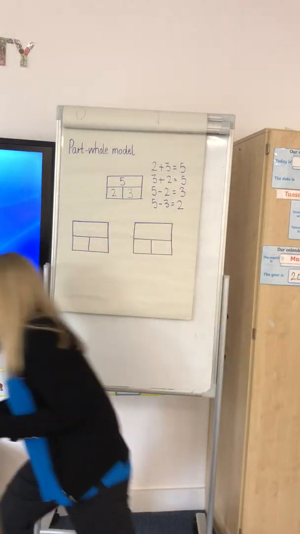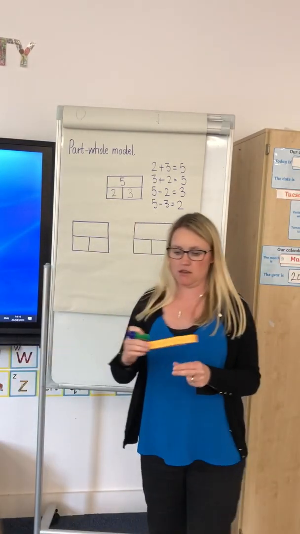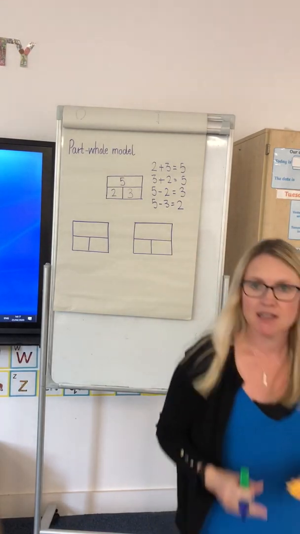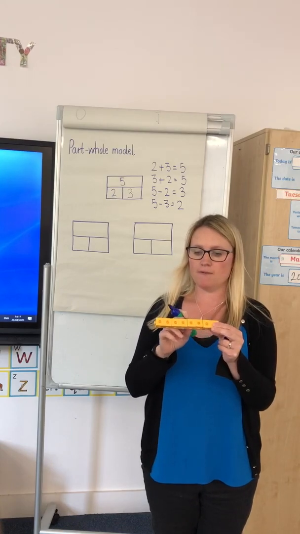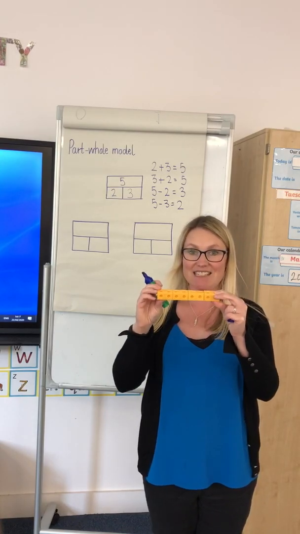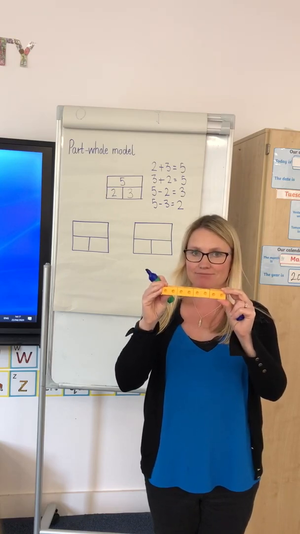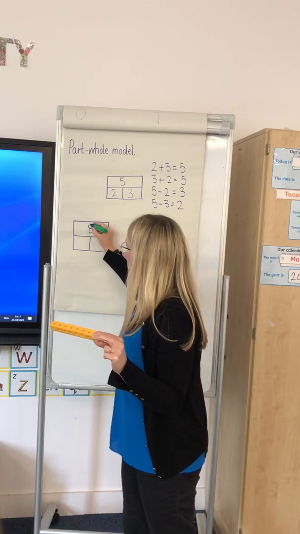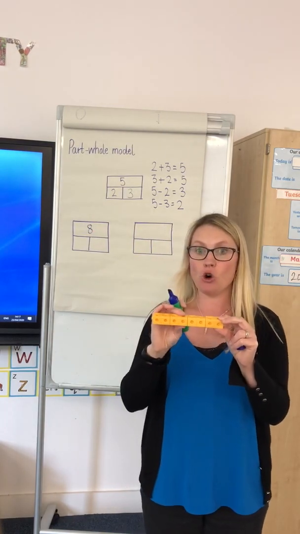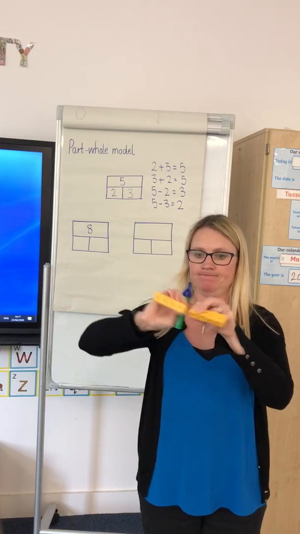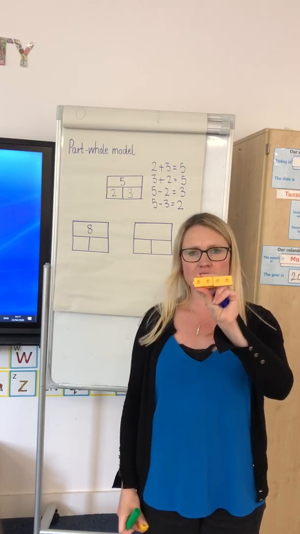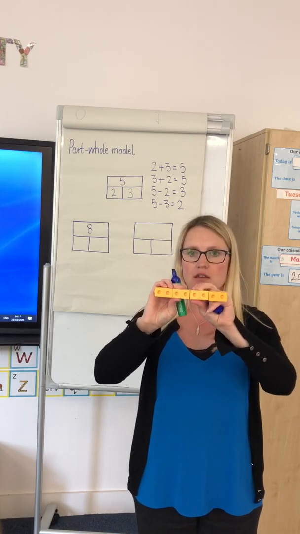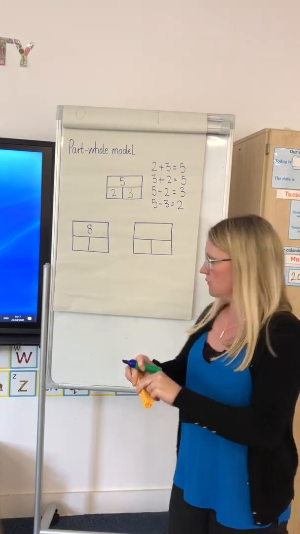Okay, let's do a different question. I went to the shop and I bought 1, 2, 3, 4, 5, 6, 7, 8 lollies. I bought 8 ice lollies. So that's my total. So I'm going to write that here, 8. And I gave 4 to my sister. There you go. And how many did I have left? 4. So I had 8 to start with. I gave away 4 and I have 4 left.